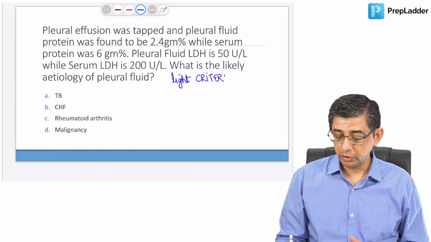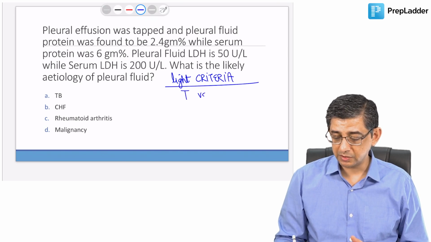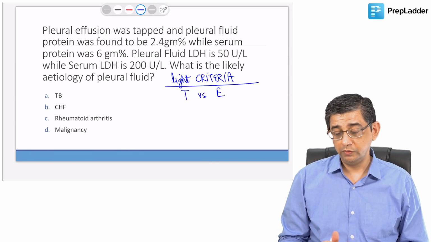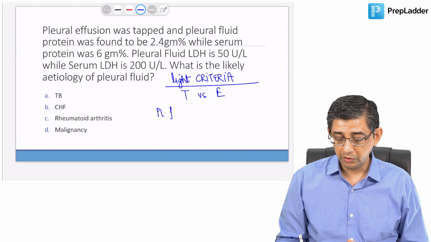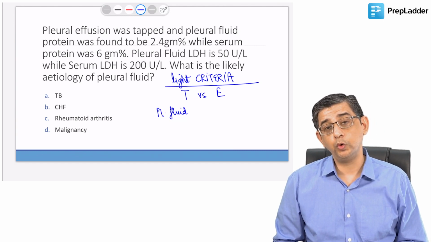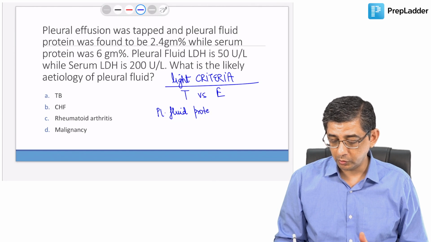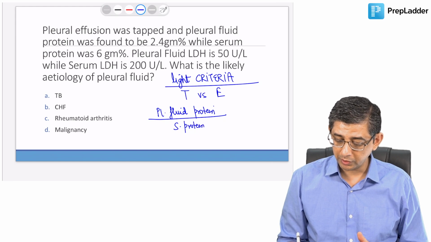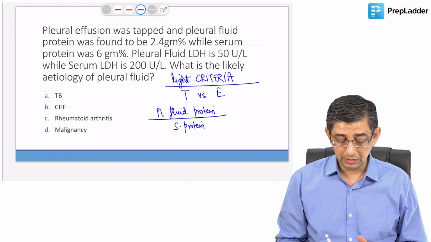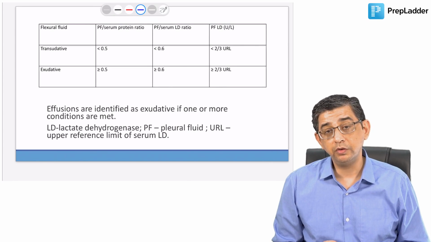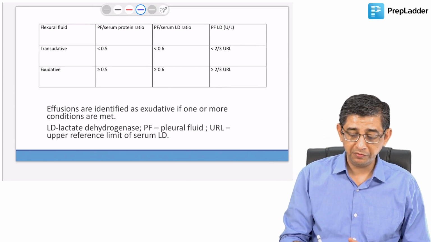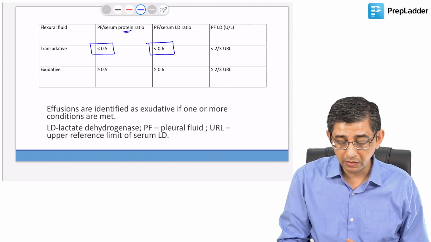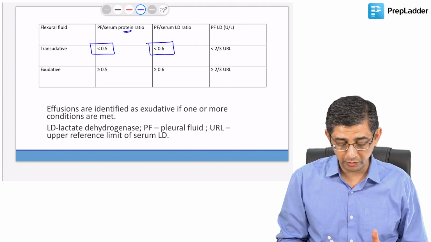Well, Light's criteria are used to evaluate a transudate versus an exudate. How do you know it is an exudate or how do you know it is a transudate? You will basically calculate the ratio. In the numerator, you will be taking the pleural fluid protein and LDH values. So let's put up the pleural fluid protein in the numerator, and in the denominator, you will put the serum protein and you will calculate the ratio. I'll just show you a table here. If this ratio turns out to be less than 0.5 and 0.6 respectively, then it's going to be a transudate. 0.5 for proteins, so let's do it for proteins and see whether it's 0.5 or not.